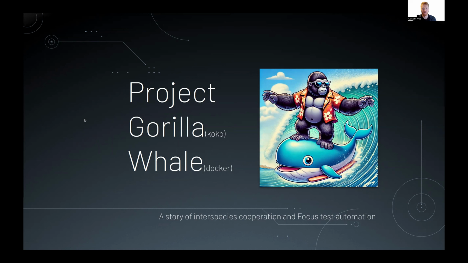Koko is a software component named after a gorilla, and Docker is a software platform for running software in containers, hence Project Gorilla Whale.